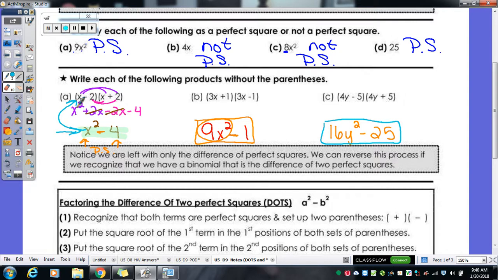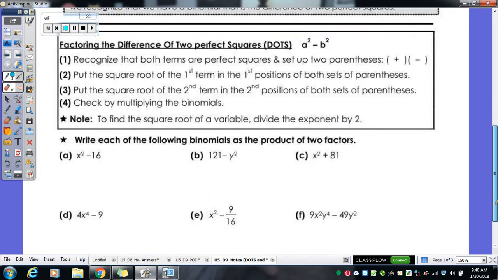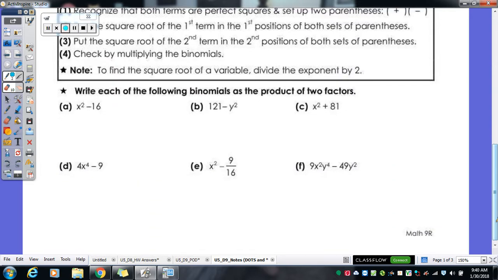So when you have your difference of two perfect squares, you have, again, just two terms. There's a subtraction sign in the middle, and both of the terms are perfect squares. Once you recognize that, you do two sets of parentheses. So we set up our two sets of parentheses there. When it's a difference of two perfect squares, your signs are always different. So you have one positive, one negative. It does not matter which one goes first.